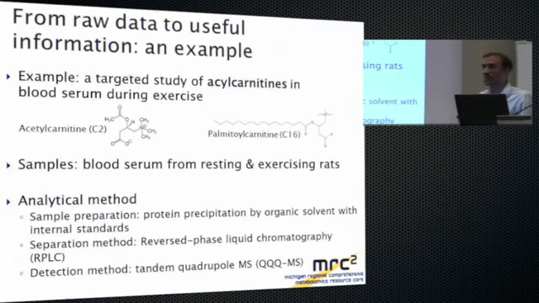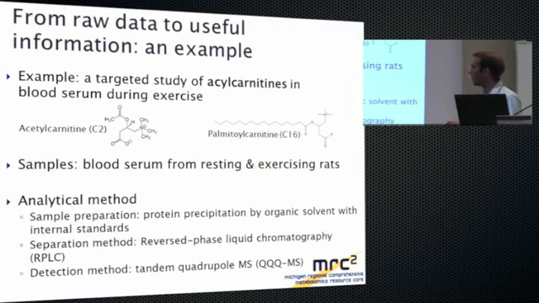Okay, so let's give an example. I like to think in practical terms. Tanu will also provide examples. But how do we go from what came out of the instrument, what I was showing you, the chromatogram, the mass spectrum, to useful data? So the example that I'm going to give here is a targeted study of acylcarnitines in blood serum, let's say during exercise.